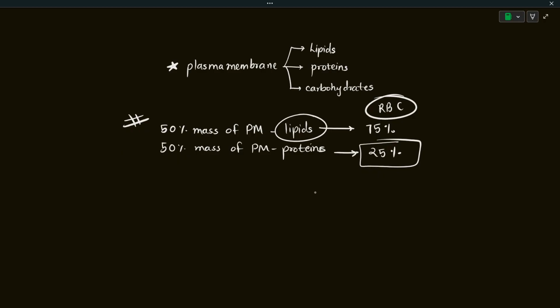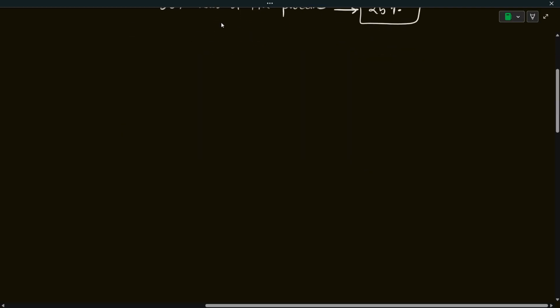So let's learn about the different types of lipids that are present in today's class. We'll only learn about the different types of lipids that are present in the plasma membrane. The lipids that are present in the plasma membrane are categorized into three main types.